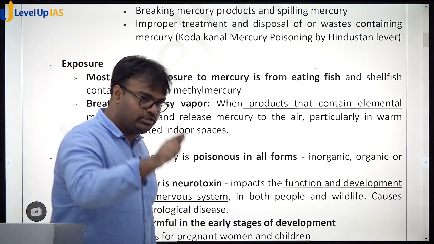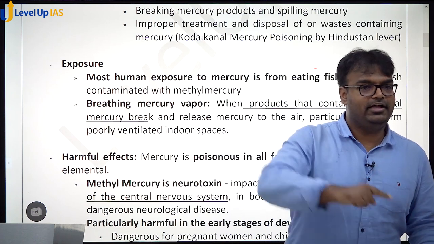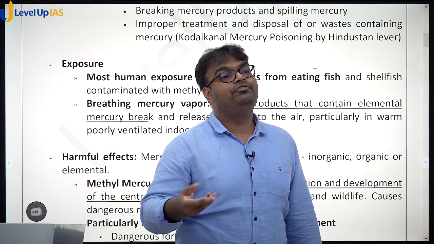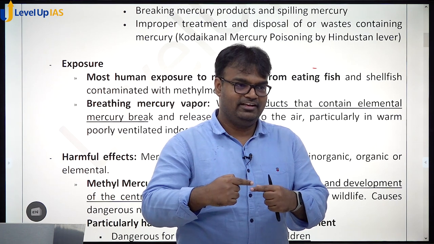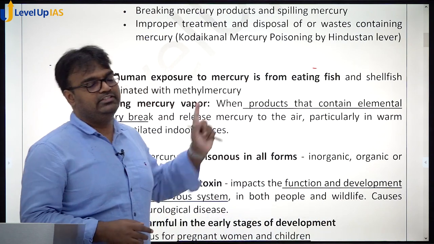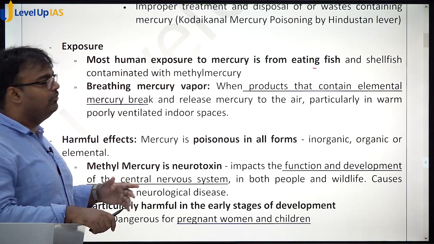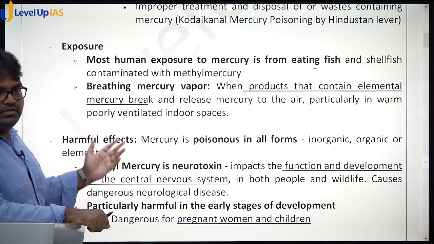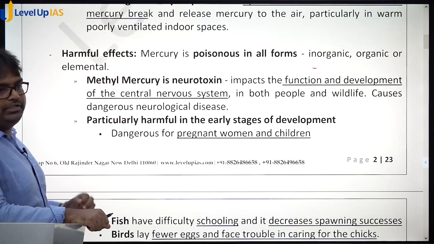Now please note something, that most of the mercury pollution is coming from coal burning. That mercury gets into the air, eventually gets into the water body, where it gets into the food chain and gets bioaccumulated in fish, and when we eat that fish, this is the biggest source of mercury pollution. Then breathing mercury vapor, when accidental breakage of mercury equipments happen, that is another major way by which we get infected.